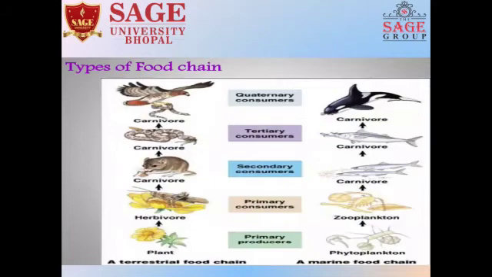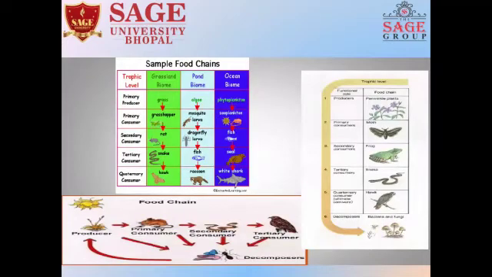Types of food chain: the first is a terrestrial food chain, and the second is a marine food chain. A terrestrial food chain is plant, herbivore, carnivore, secondary, top carnivore. A marine food chain is phytoplankton, zooplankton, carnivore, and tertiary carnivore. These are the types of food chain.